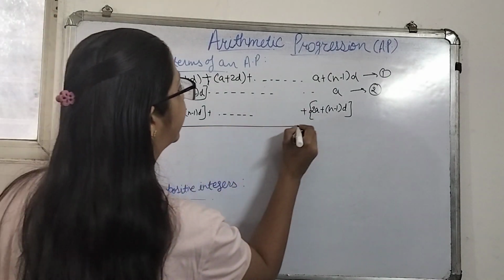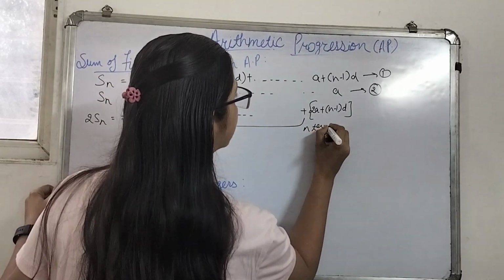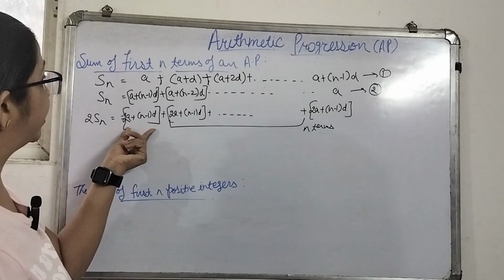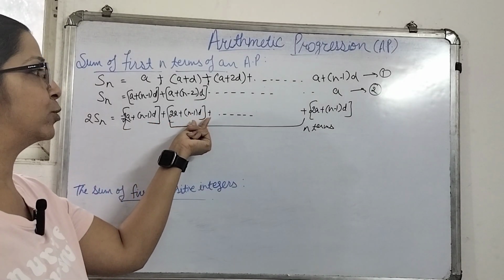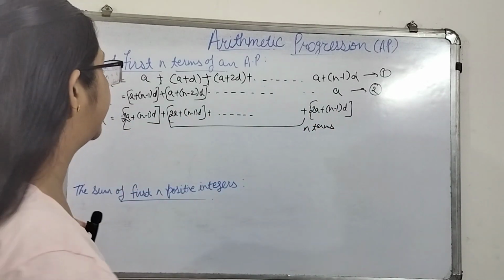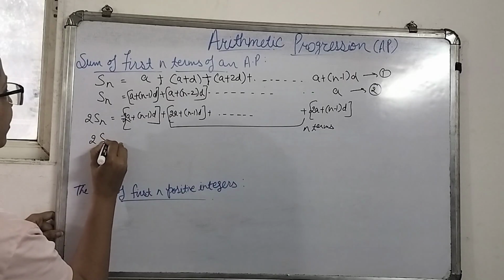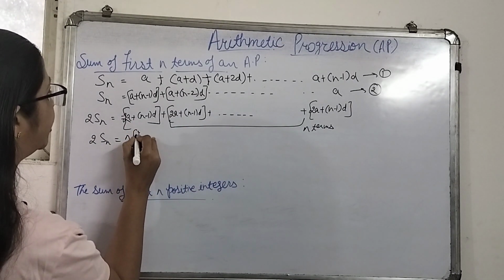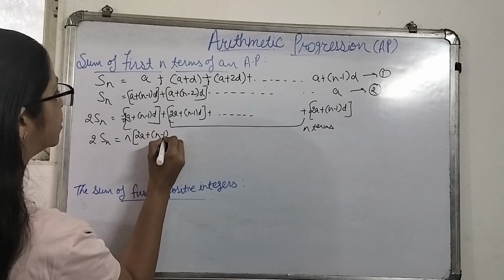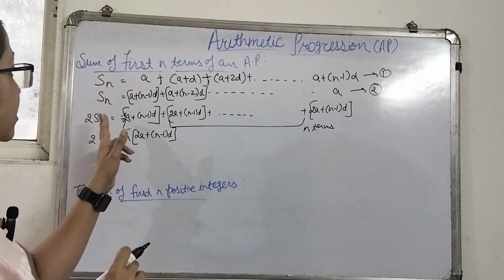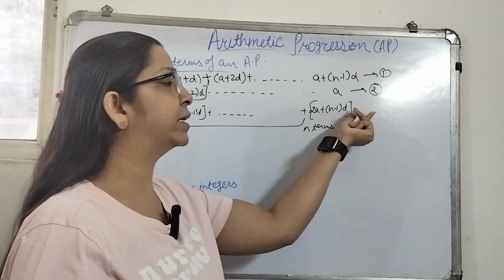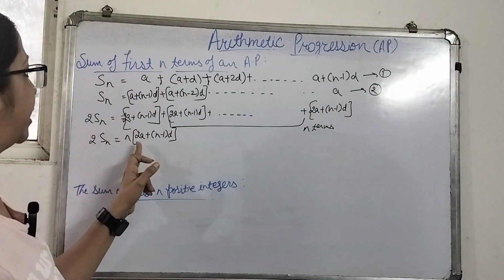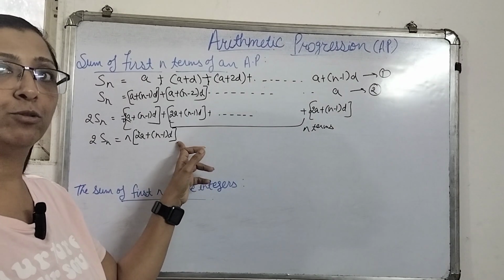Total of n terms are there, because it is the sum of n terms. If every term is 2a plus (n minus 1) into d, so the addition of these n terms will be 2 times Sn, which will be n multiplied by (2a plus (n minus 1) into d). Because n times the same number is being added, the sum of all these n terms will be n multiplied by (2a plus (n minus 1) into d).